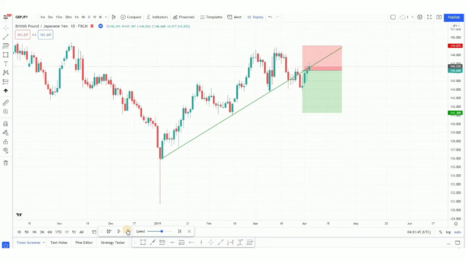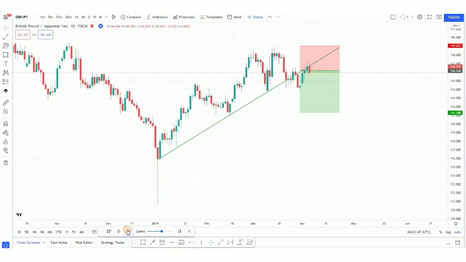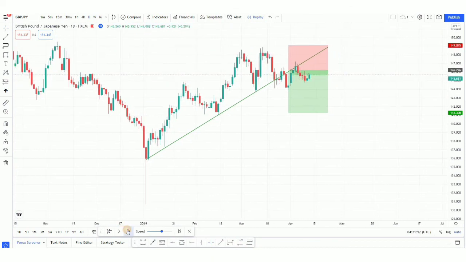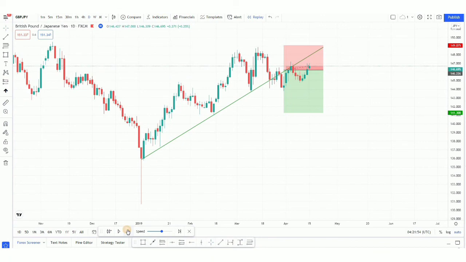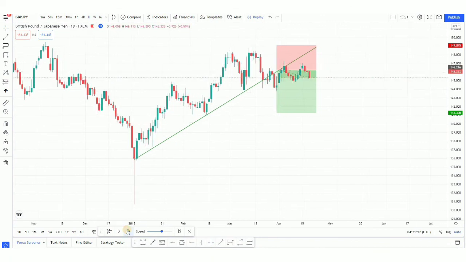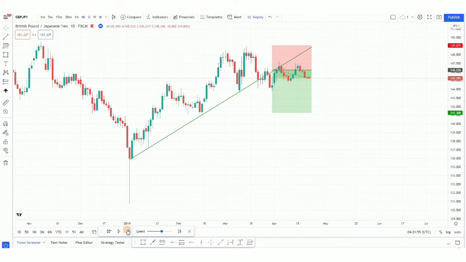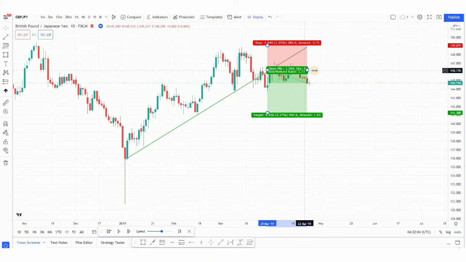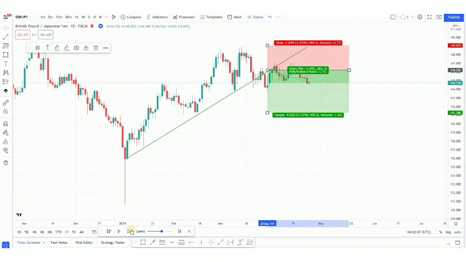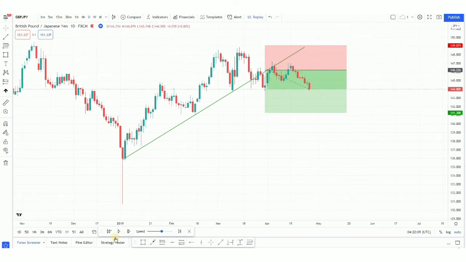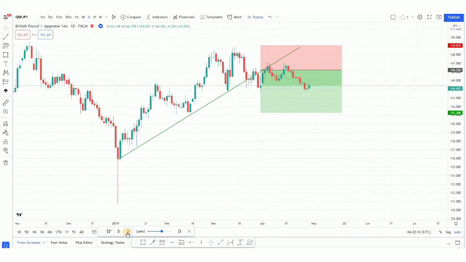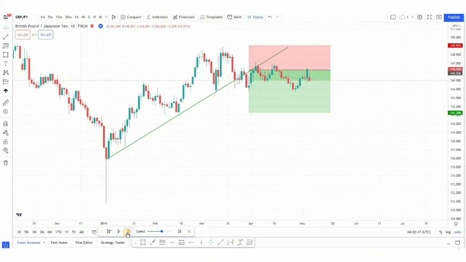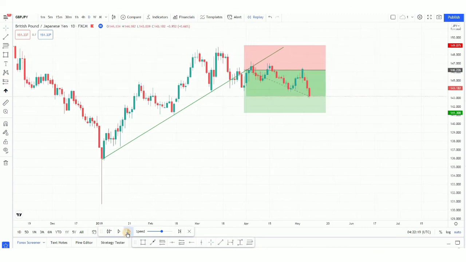So currently price has retested it again. It has retested, so currently we are in profit. So it looks like price is consolidating in that region. Let's see if it will be able to break the consolidation and come down. So we are still consolidating.